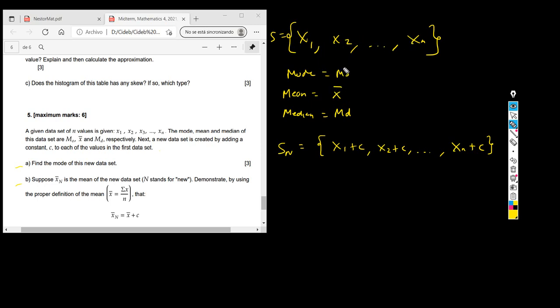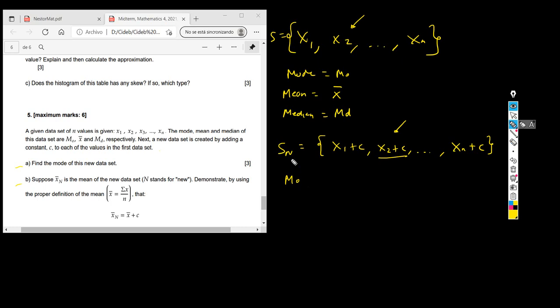Okay. Now you must agree, guys, that whatever the mode, like we don't know which of these values is the mode. Let's just suppose it's x2. So it's going to be the corresponding one in the other set, right? This is going to be also the mode, because every single value will increase by the same amount, right? And therefore the mode will be the same, just plus c. There isn't any big argument to be holding here.